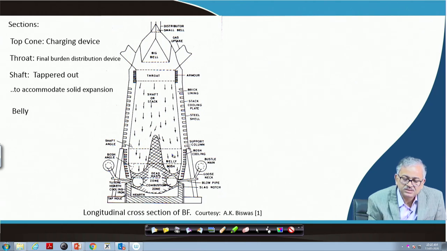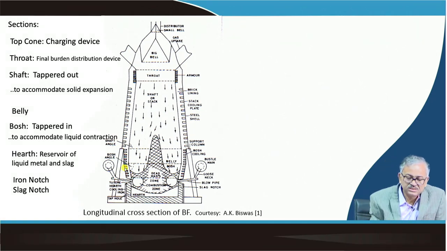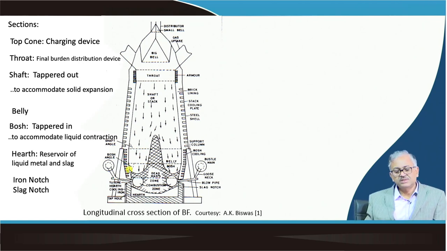And just below the belly, you have another region that is called the Bosch. So this is the Bosch region. And there is the tapering. This is tapering in. Again, why is it tapered in? Basically here, the solid becomes liquid and it shrinks in volume, okay? So since it shrinks in volume, you have to taper it in.